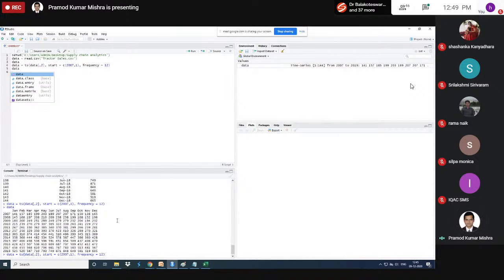Maybe you can browse, and there is a lot of work happening on GitHub. You will get a lot of data sets from there to exercise with. Anyway, these are the few things that we have taken. This is the data set, and this is a time series data set.